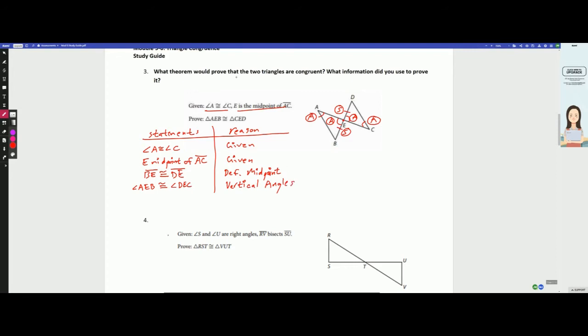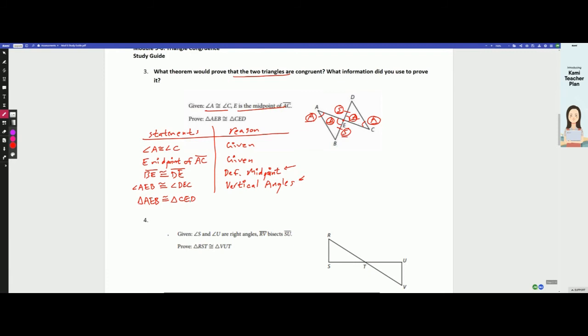Okay, so for the original question, what theorems would prove this? Well, you got the definition of the midpoint, you got vertical angles, you got those kind of things going on there. And then what actual triangle congruence do we have here? I see angle, angle, side. So yeah, we're using angle, angle, side. So triangle AEB is congruent to the other triangle, CED.